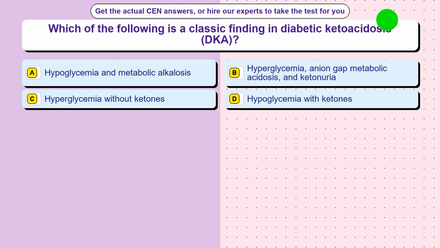Question 57. Which of the following is a classic finding in diabetic ketoacidosis, DKA? Option A, hypoglycemia and metabolic alkalosis. Option B, hyperglycemia, anion gap metabolic acidosis, and ketonuria. Option C, hyperglycemia without ketones. Option D, hypoglycemia with ketones.